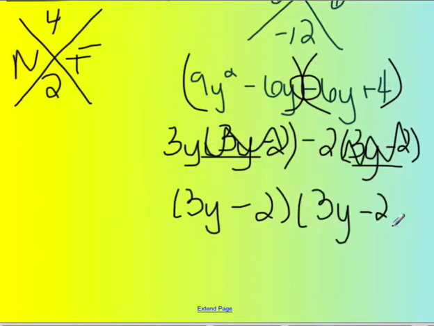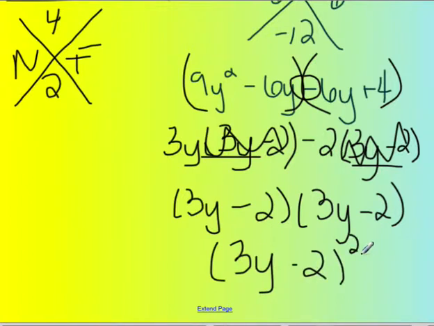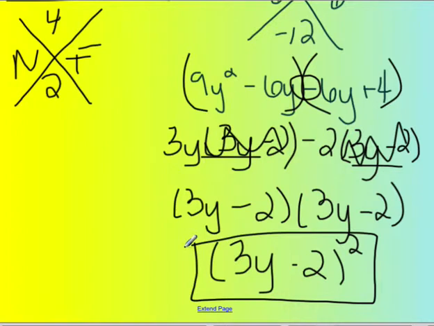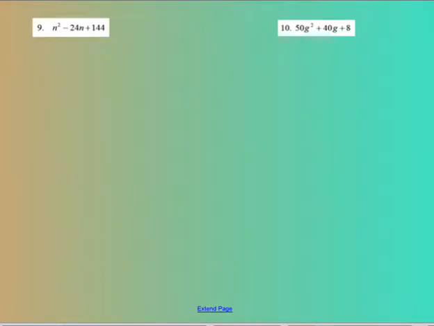So here I notice that the two parentheses are the same, so I can write them as one parenthesis squared. So this right here is my final answer for number 8. Because they were the same, I wrote them as one parenthesis squared. Next, let's take a look at number 9.